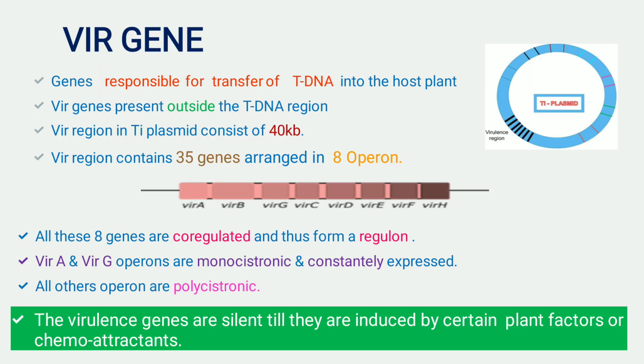It contains 35 genes arranged in 8 operons. So these Vir genes do marvelous work, in coordination with each other, this set of genes works in integration to see that the tDNA gets excised and integrated into the host genome of the plant. Thereby it causes the crown gall. I'll explain in the later slides how the Vir genes help in the excision of the tDNA, right? So the Vir genes are 35 genes arranged in 8 operons, and they are silent till they are induced by certain plant factors or chemoattractants, right?